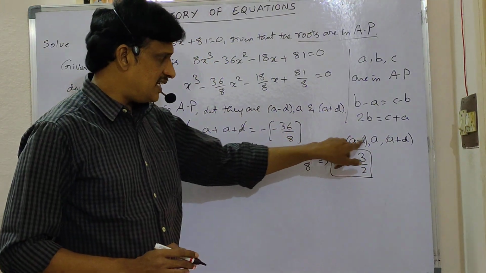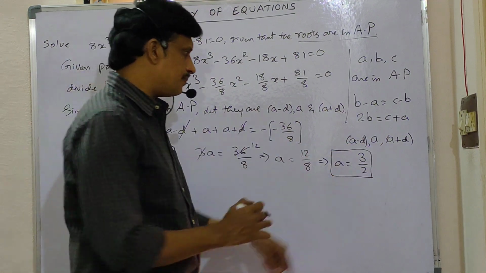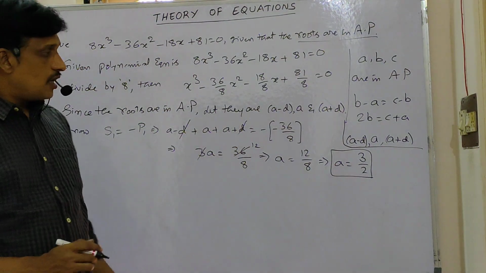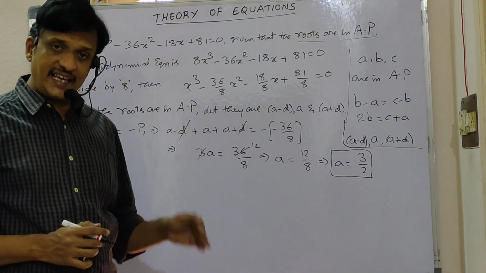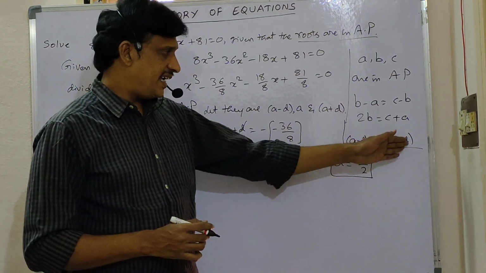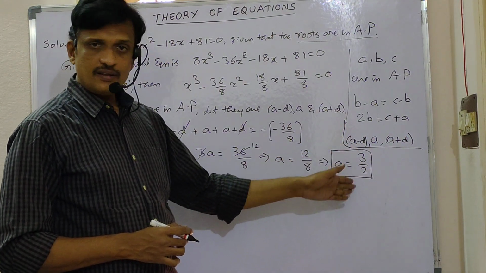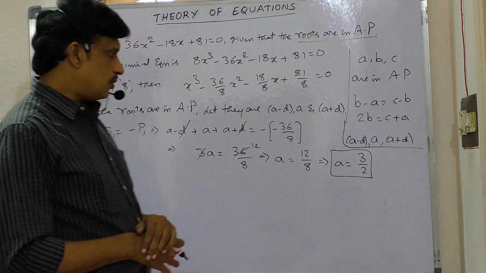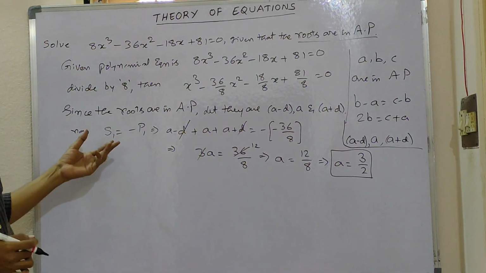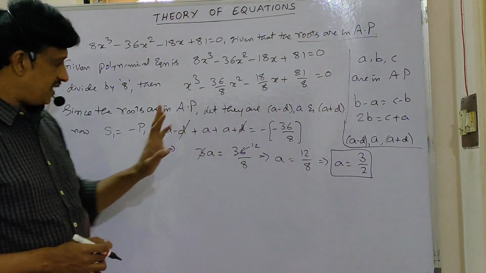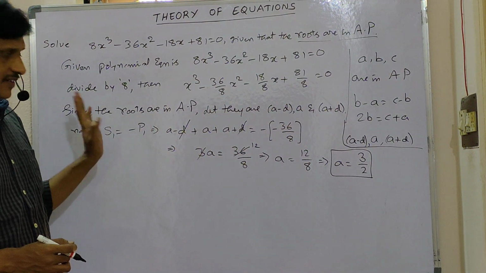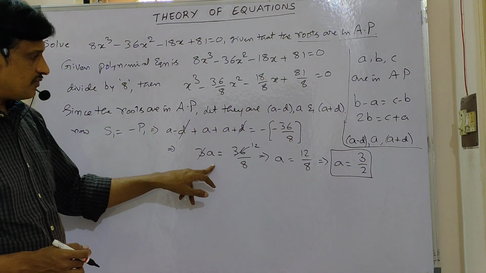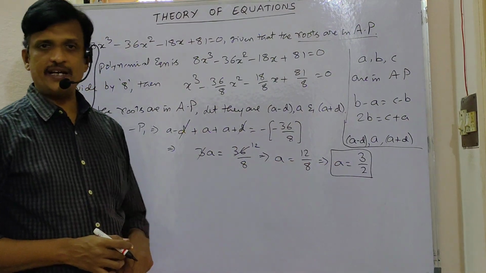The 3 roots are A minus D, A and A plus D. We got this A, the middle one of the 3 roots, that is 3 by 2. If you can find the value of D, since we got this A, you can write the other two roots also by adding D and by subtracting D. Now, roots are in arithmetic progression, so let the roots be A minus D, A and A plus D. First write S1 is equal to minus P1. Sum of the roots means D and minus D get cancelled, you are getting 3A, that gives the value of A, that is 3 by 2.